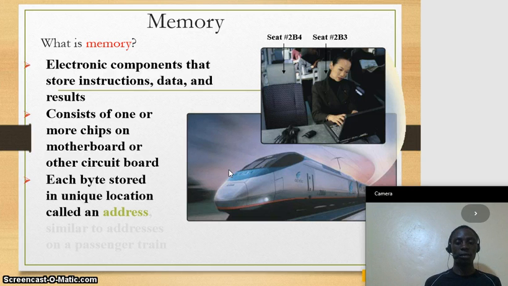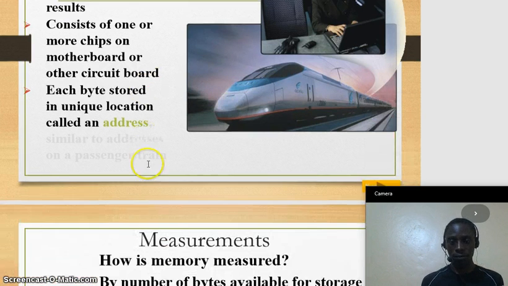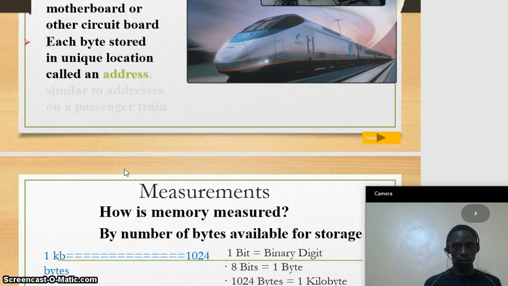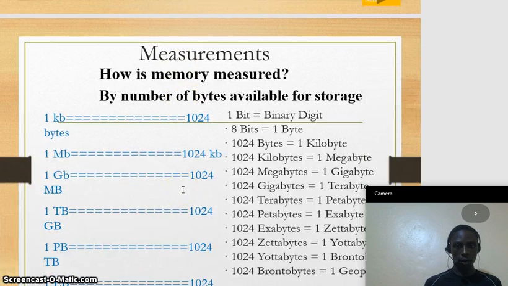Those locations we call the addresses on the memory. Now we are looking at the measurements of the memory. How is memory measured? We are saying memory is measured in terms of bytes available for storage on that memory.